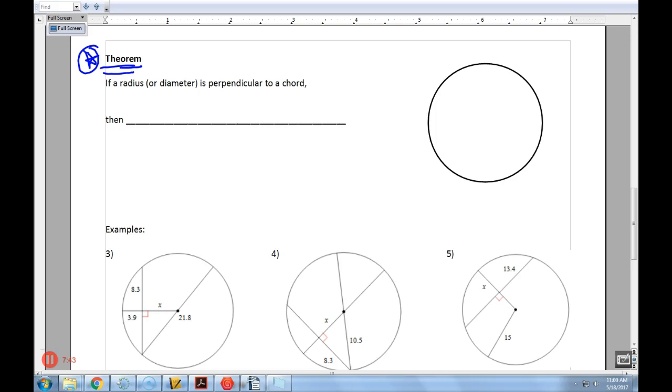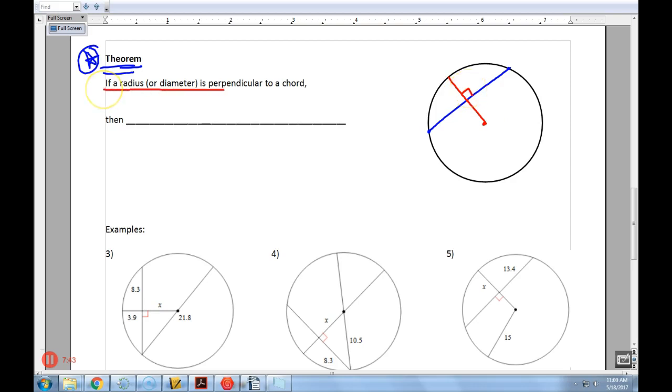I'm going to just draw some chord, and if the radius is perpendicular to it, so let's go from the center. And I'm going to try to draw a piece that's perpendicular here, and kind of using a piece of paper for a good straight edge. So I think what I've drawn is I've made sure that the radius is perpendicular to the chord.